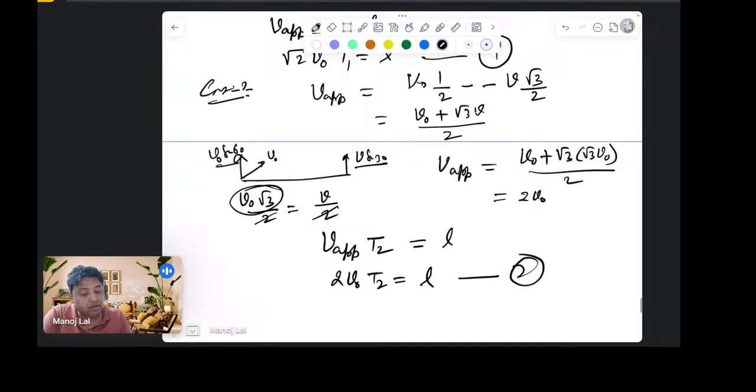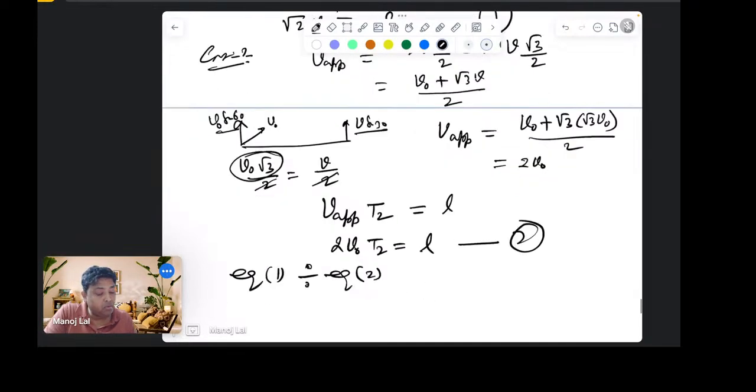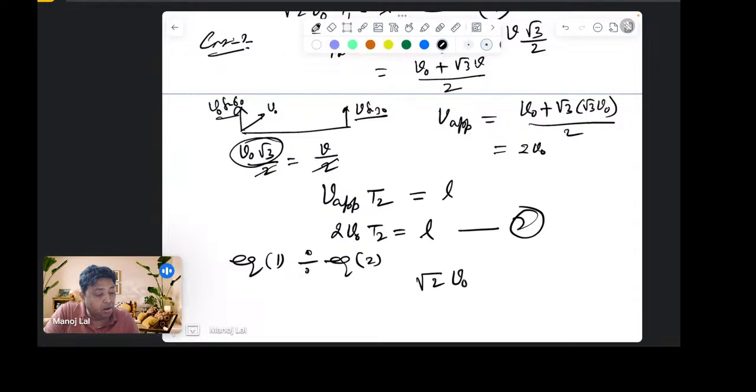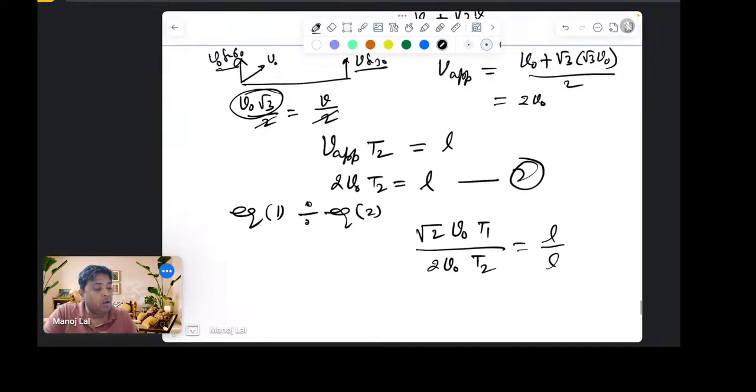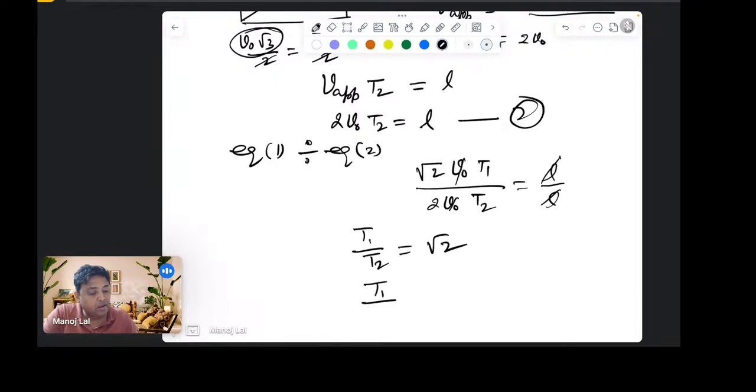Divide equation 1 by equation 2. Let's write, so it will be root 2 V naught T1 by 2 V naught T2 is equal to L by L. And then this is out. So T1 by T2 is equal to root 2, and T1 by T2 squared is equal.